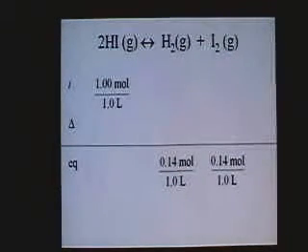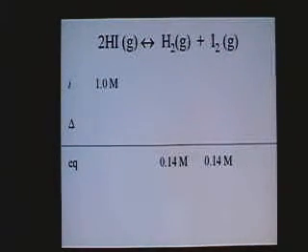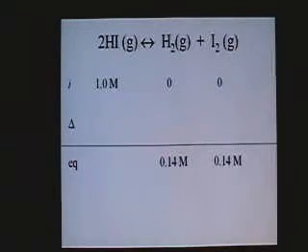So let's go ahead and get everything in molarity. Let's go ahead and divide the moles by the liter. Go ahead and place the zeros in for the other initial values. So for the hydrogen and the iodine initially, we didn't have any. So we're going to place zeros there.